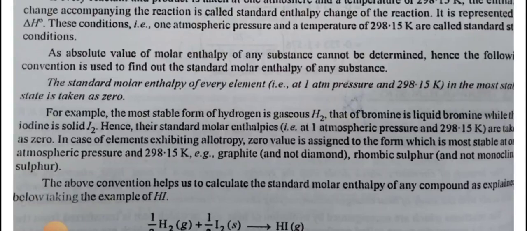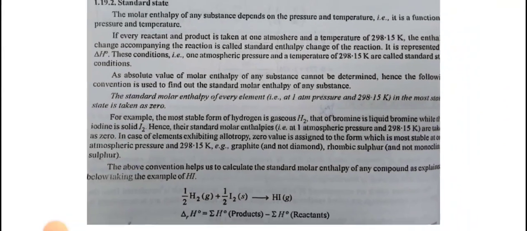In case of elements exhibiting allotropy, zero value is assigned to the form which is most stable at atmospheric pressure. That is, for example, graphite, not diamond, and rhombic sulfur, not monoclinic sulfur. The above convention helps us to calculate the standard molar enthalpy of any compound as explained below.